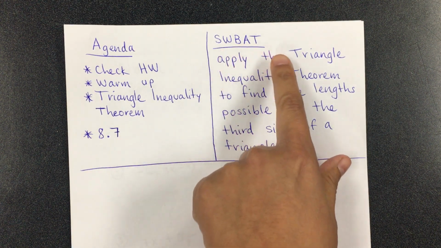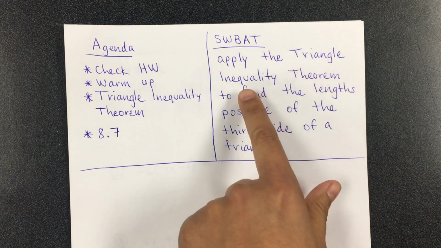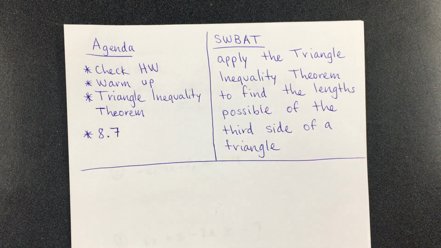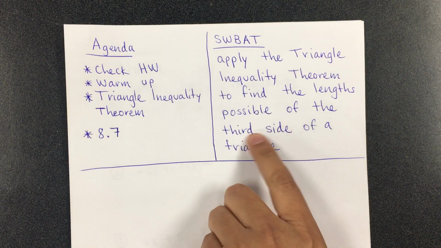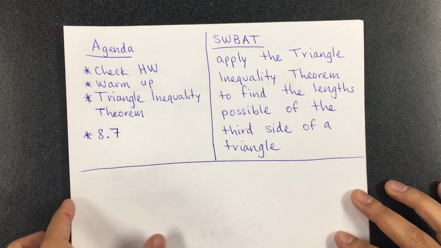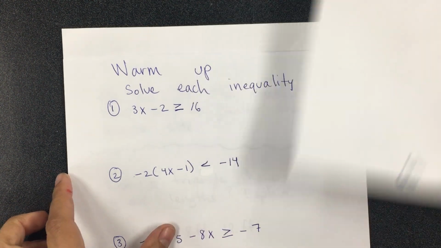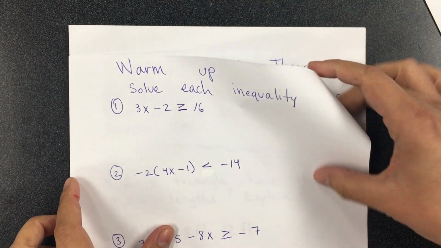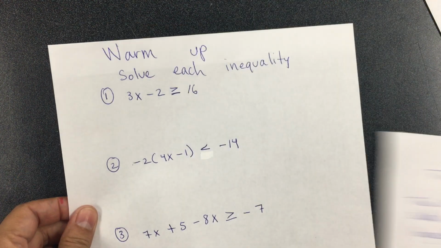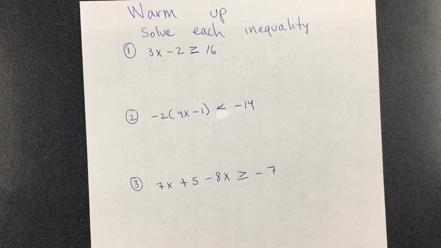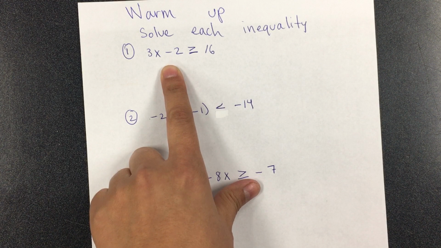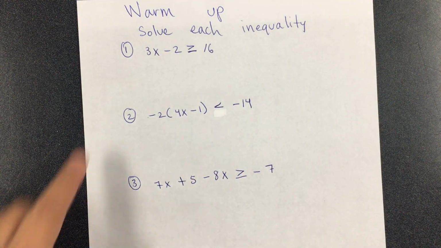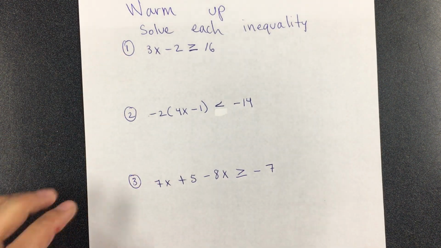Today students will be able to apply the triangle inequality theorem to find the lengths of possible third sides of a triangle. Okay, so we're going to start with the warm-up because we're going to be using the inequalities that we learned in module K and also in Math 1.